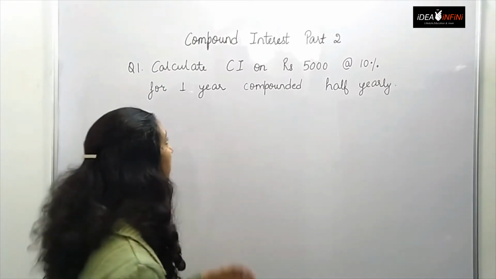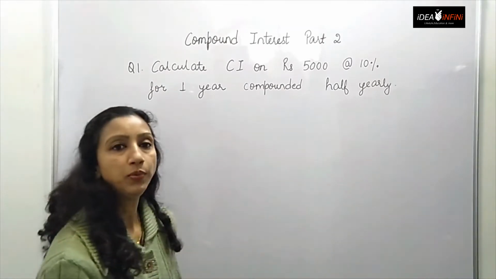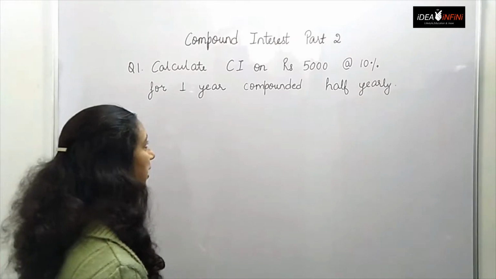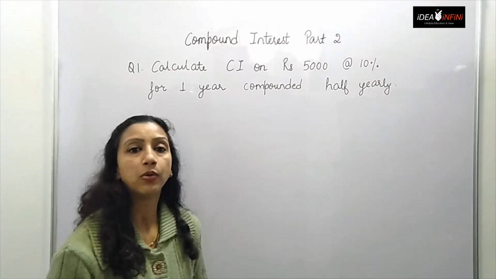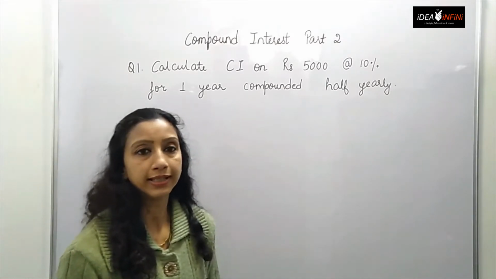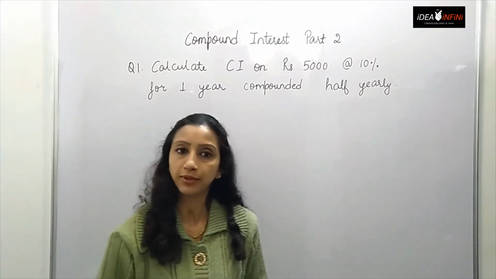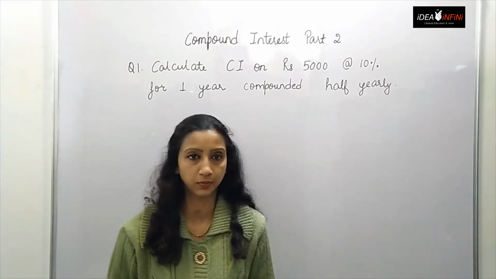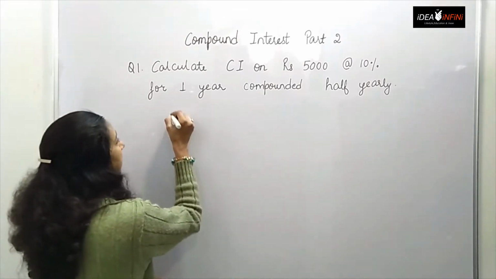Here we have a question. Calculate the CI on rupees 5000 at the rate of 10% for 1 year compounded half-yearly. Now we see that the compounding is done every 6 months. Half-yearly means every 6 months. Let's see how to go about this.